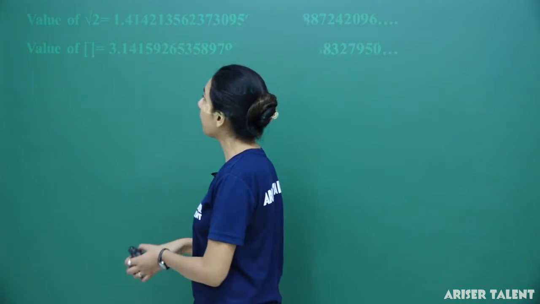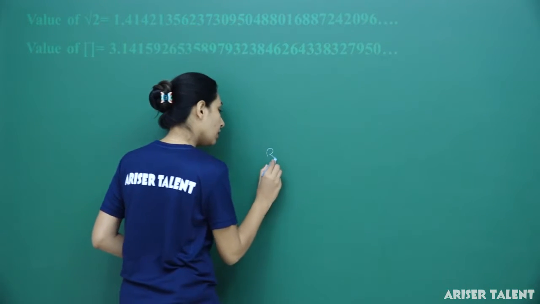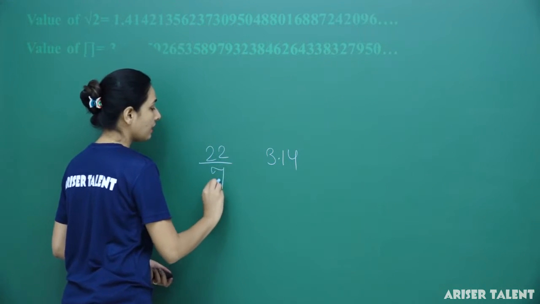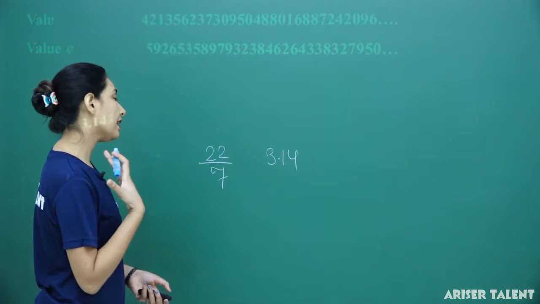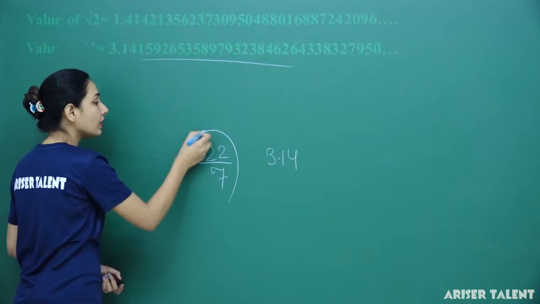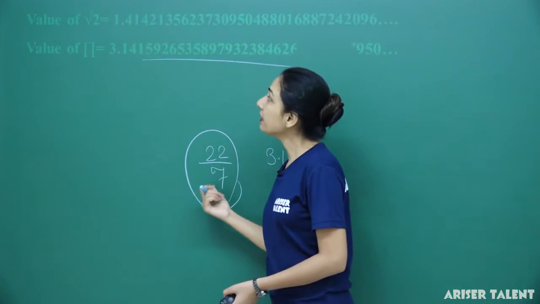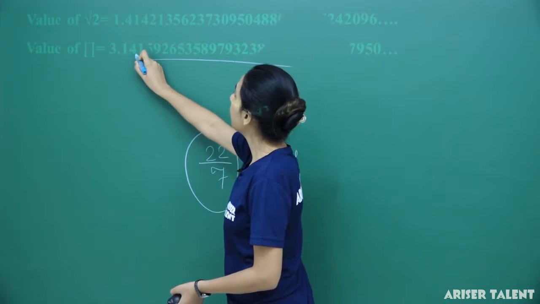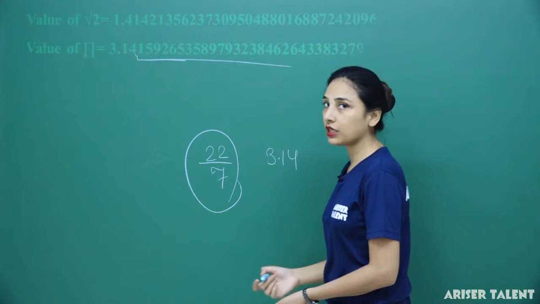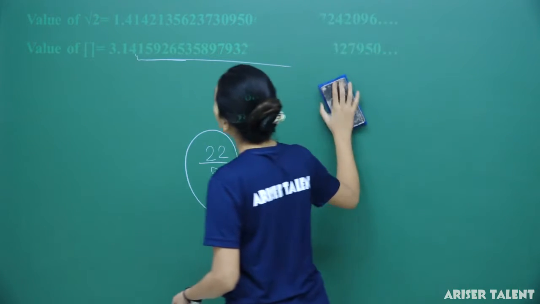Now the value of pi, you take it to be 3.14 or you take it to be 22/7, but I have told you these are not the exact value of pi. If you go on calculating 22/7, you will find that the value starts differing. So you can use these in calculation for approximation, but these are not the actual value of pi.